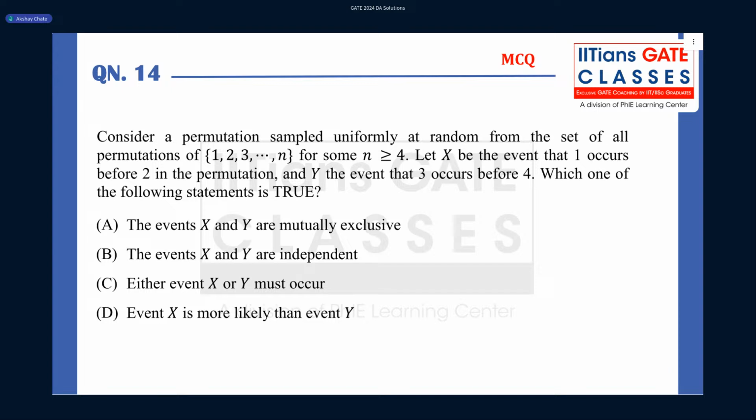Prima facie it looks slightly scary because first of all it's a lengthy question, and the options are also not that easy by the looks of it. But if you just read through it carefully, this is question number 14, and what it says is, consider a permutation sampled uniformly. So it's a permutation and it is a uniform sampling. So there is no bias when you do the permutation.